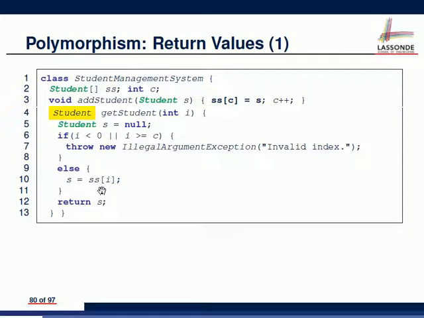Now, tell me something. Is line number 10 going to compile? Okay, let's think about what's the static type on the right-hand side. It should be Student, right? Because any element in the SS array should have static type Student. And then what's the static type of S over here? Student, right? So it compiles. Very good. So far, so good. And then we simply return S over here. Nothing special here.